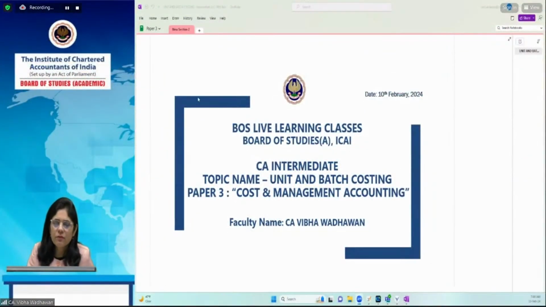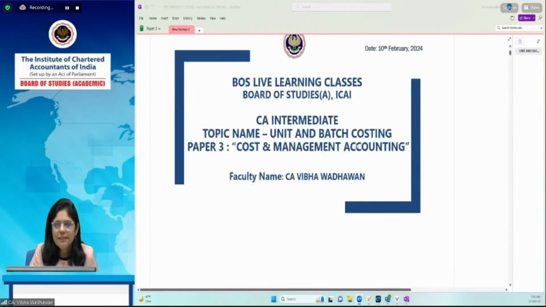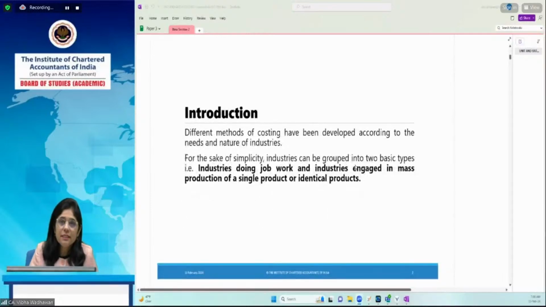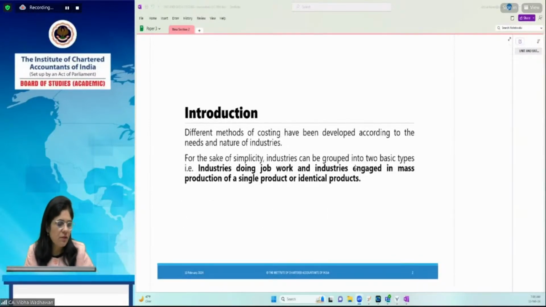So I'm back with the module on unit and batch costing. You must have covered overheads and activity-based costing by now. We'll be covering now the methods of costing, and one such method is unit and batch costing. Let's study how we do it, what the important techniques are, what is the significance of it, and in what type of cases we use unit and batch costing.